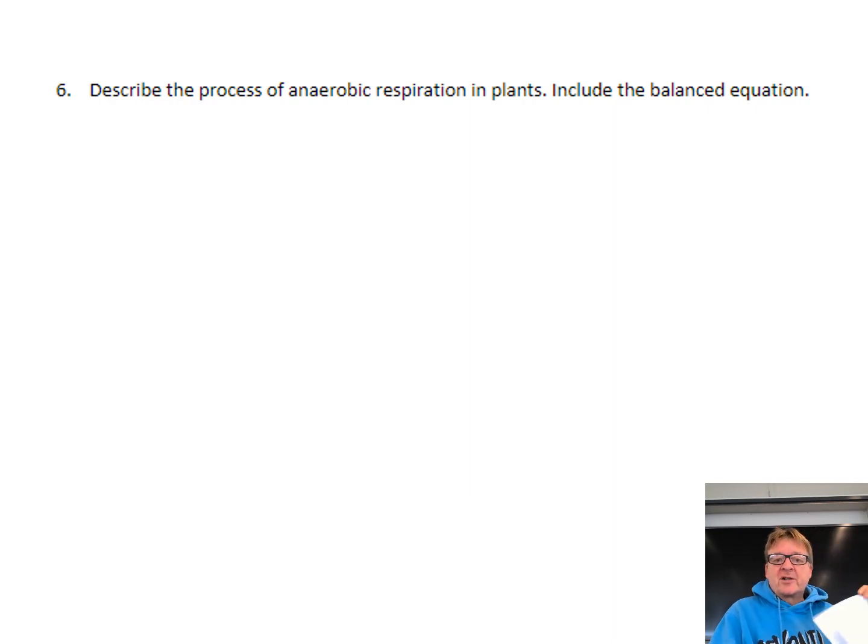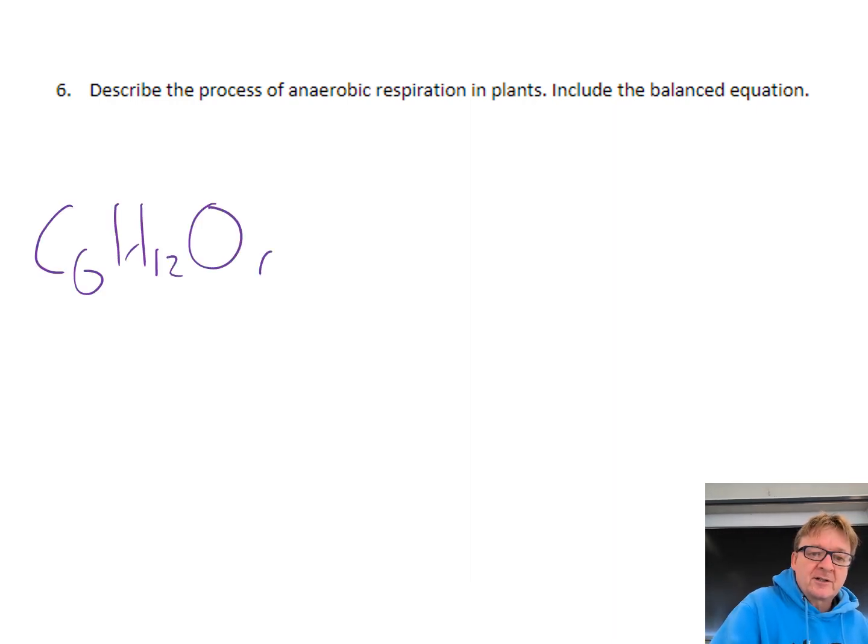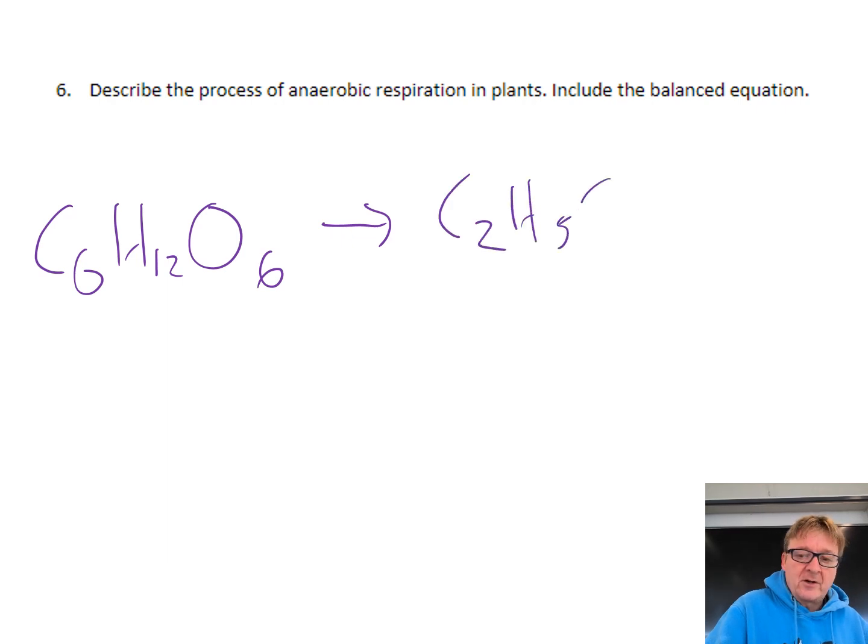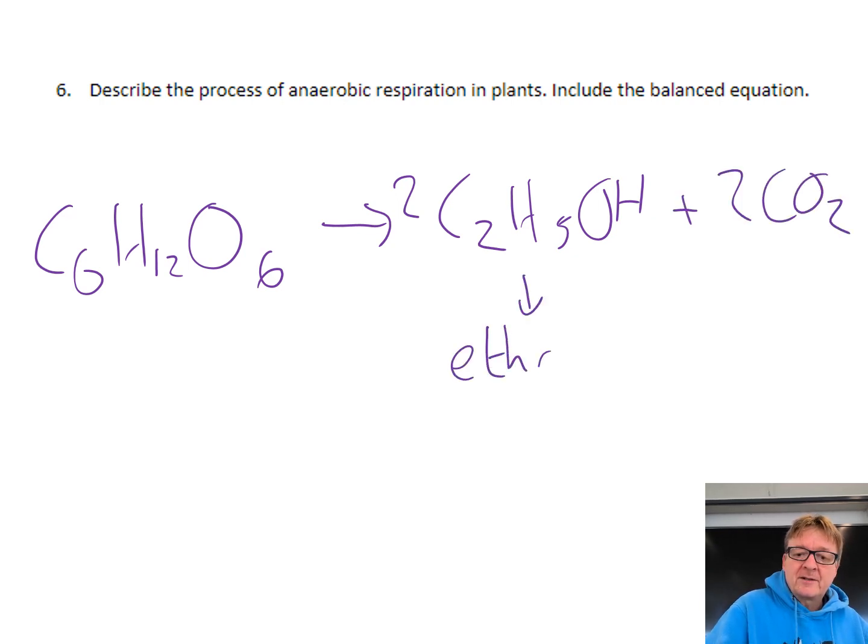Question number 6, describe the process of anaerobic respiration in plants. Right, so what we've got here is C6H12O6, because plants do aerobically or anaerobically respire, but they'll tend to do it in very small quantities, particularly at night. When anaerobic respiration happens in plants, and in some forms of bacteria, we then make C2H5OH, and again there's two of them, plus 2 CO2, and that is ethanol.